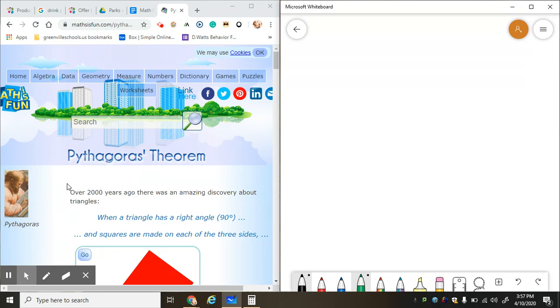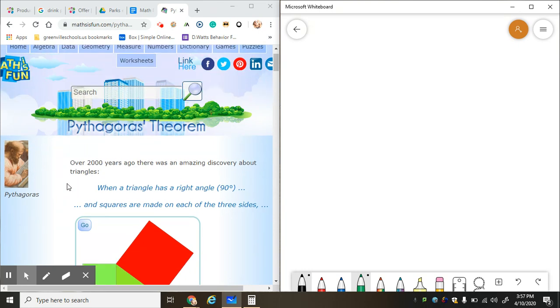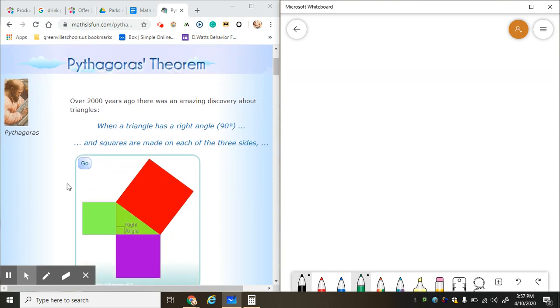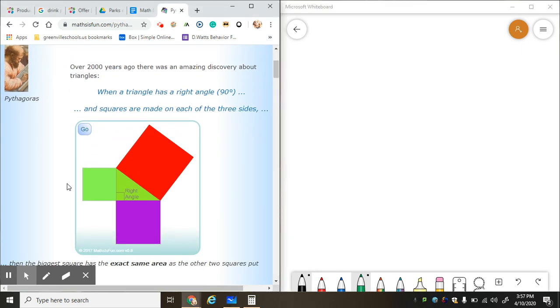So you can blame him for having to learn this. But what he discovered is if a triangle has a 90-degree angle, that's a right angle. So these are all the right triangles. So think about the corner of your room and you put a board right up against the two walls that are going out of the corner.